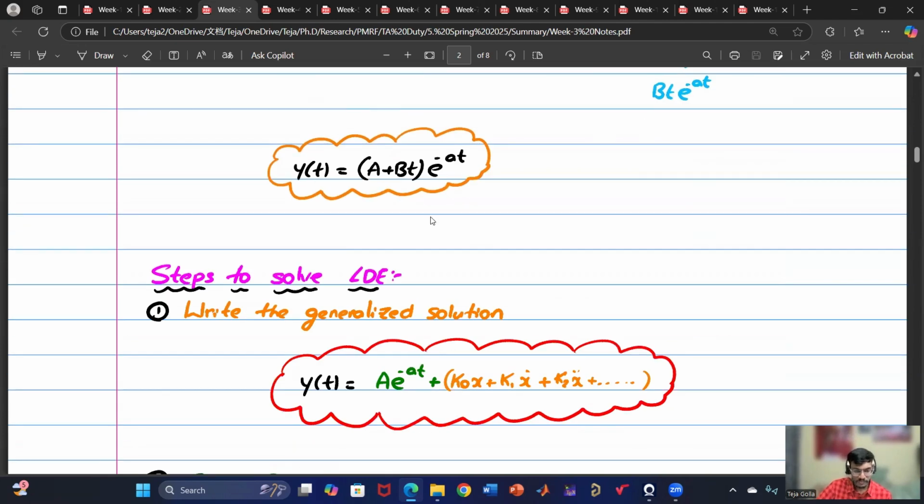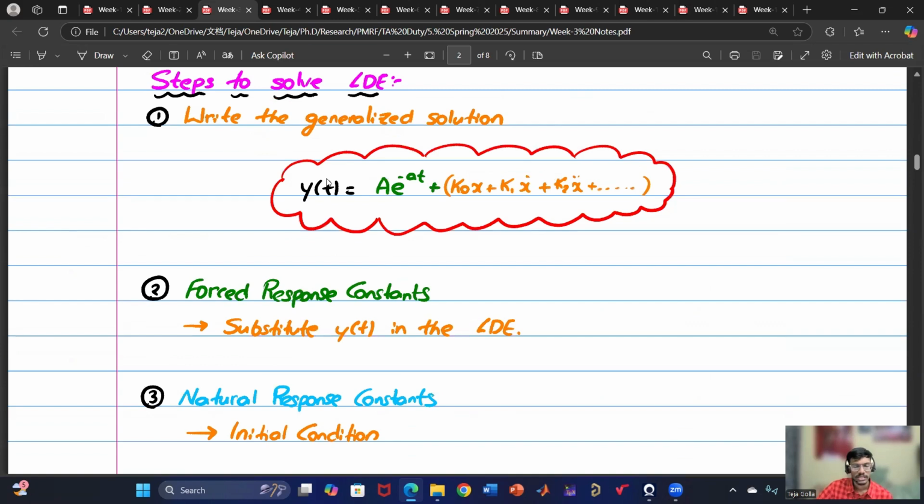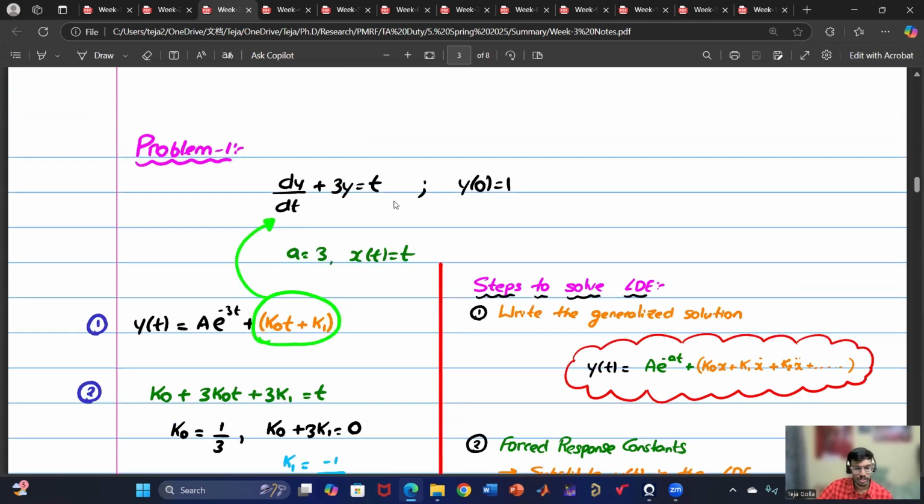And we have seen first we have to write the generalized solution, and then first we have to obtain the forced response constants by substituting y of t in the LDE. For getting this A, you have to use the initial condition. So using the same guidelines, we have solved multiple problems. So let me just briefly describe what we have done.